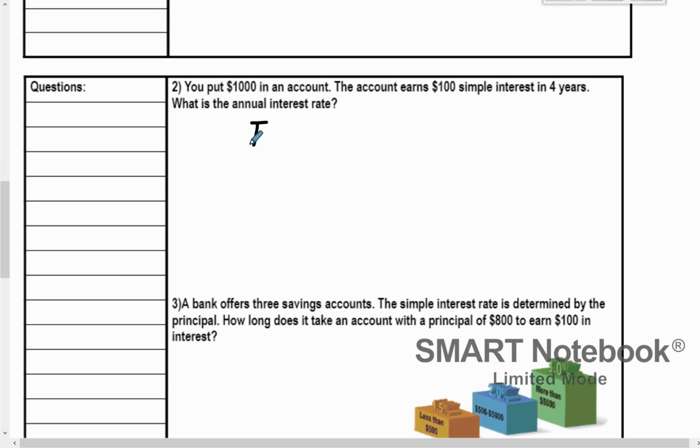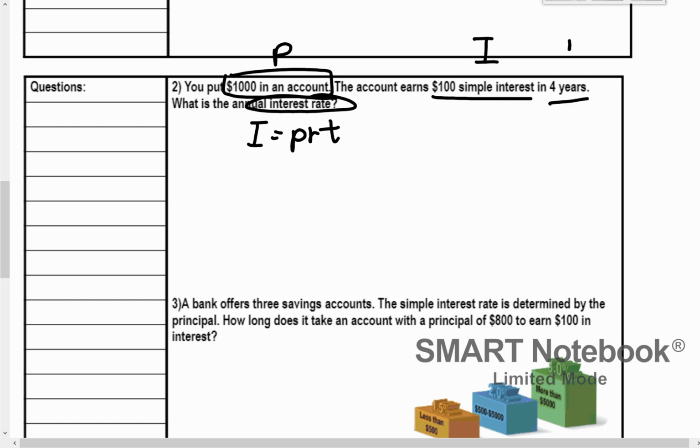We always start off with our equation, I equals PRT. You put $100 into a bank account. The account earns $100 simple interest in 4 years. What is the annual interest rate? So this time we're missing the rate, so this R is going to stay here. You put $100 into the account, that's going to be our principal. You earn $100 simple interest, that's going to be our interest. In 4 years is going to be our time. All right, so let's plug in those numbers for those letters.